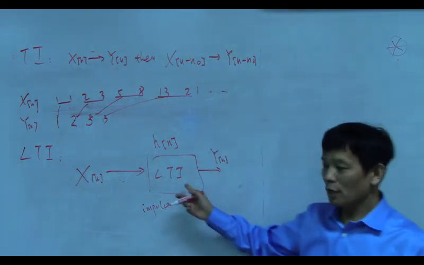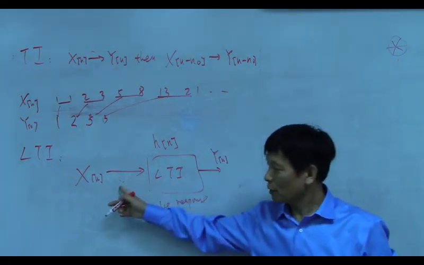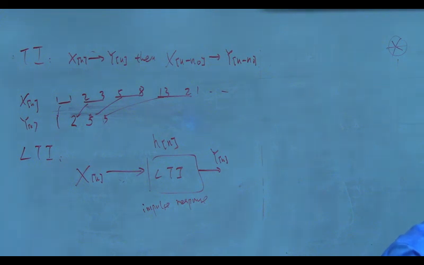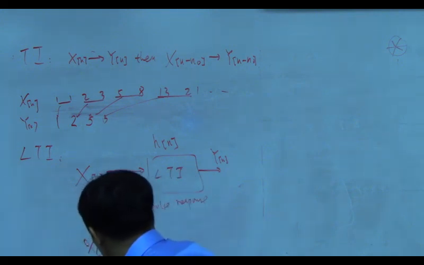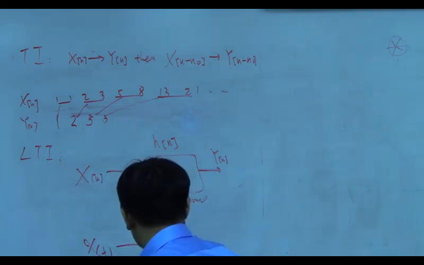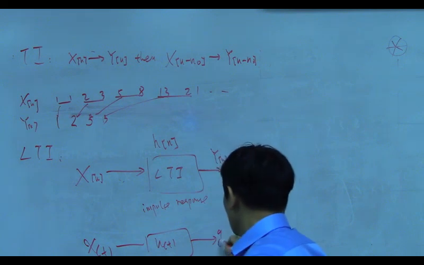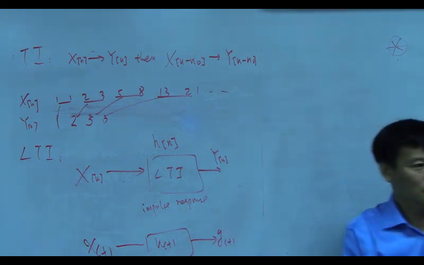Response. If you know the impulse response, and you know the input in continuous time, what is your output? That means I know x(t), I know this h(t). What is your output for continuous time?